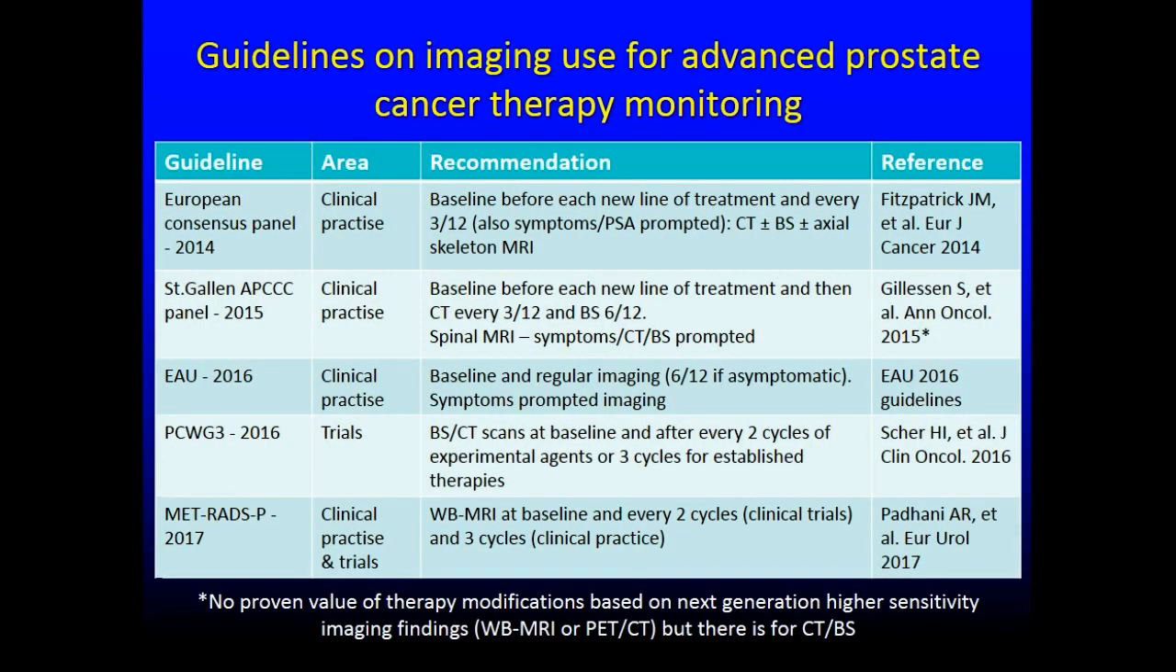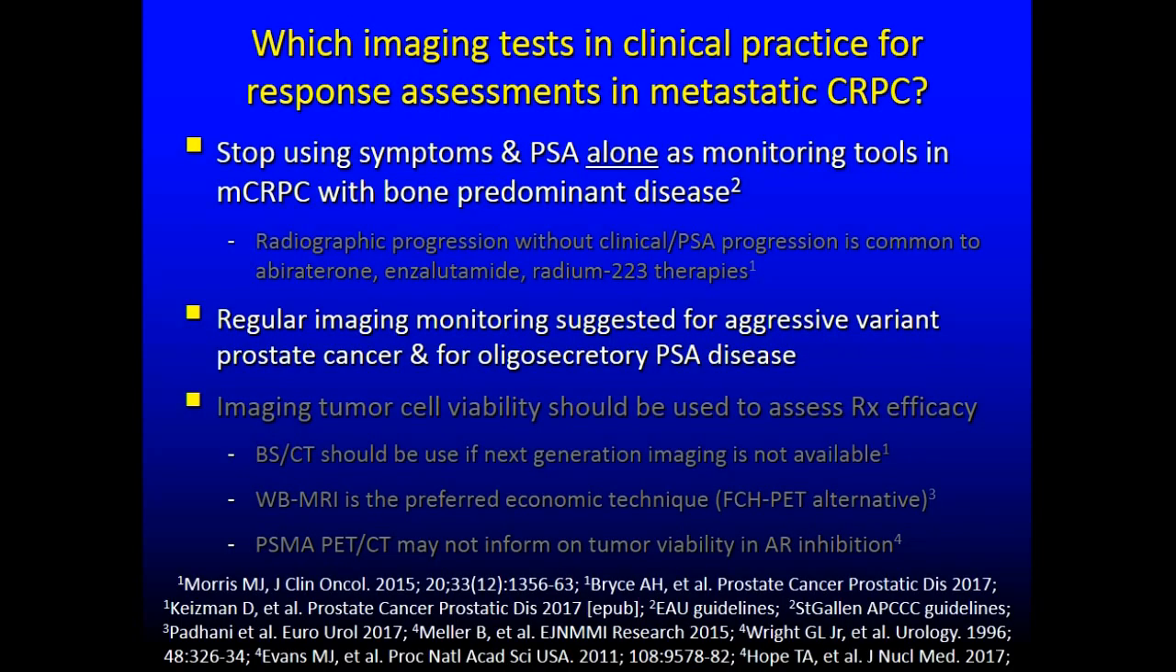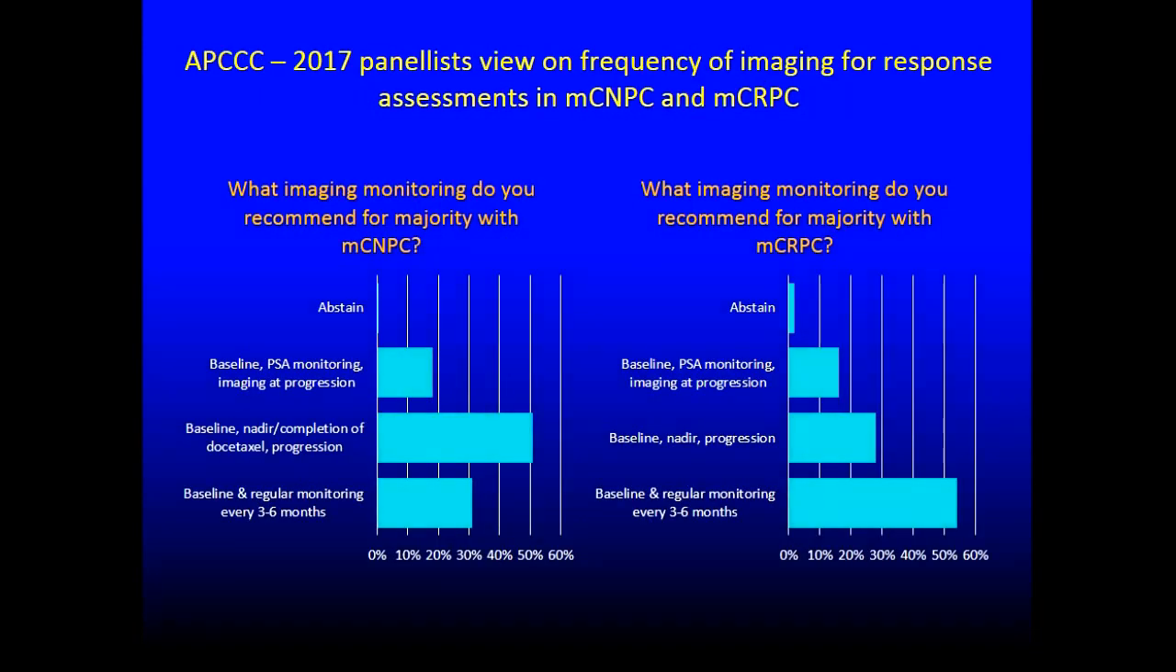So the current guidelines all recommend the use of imaging using CT scans and bone scans, except the last guideline, published in 2017 by the imaging community, which recommended using whole body MRI scans for this purpose. So regular imaging for monitoring is suggested in metastatic castrate-resistant prostate cancer, again for the aggressive variants and for oligosecretory PSA disease. The frequency of monitoring is very different to the castrate-naive state.